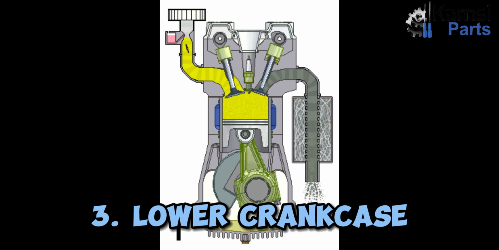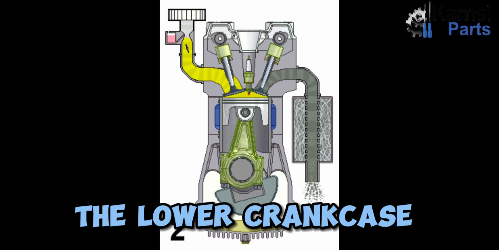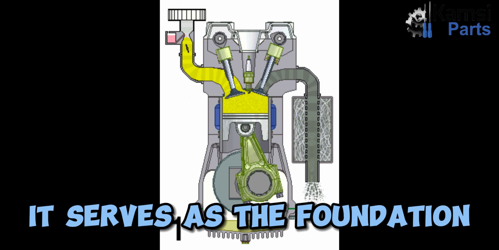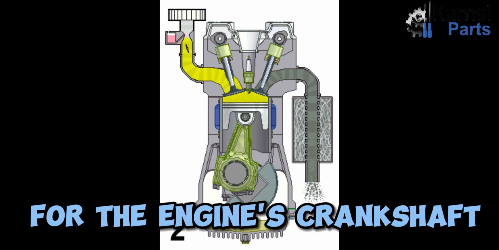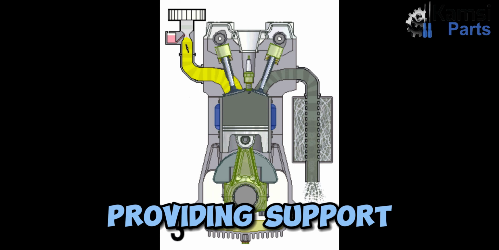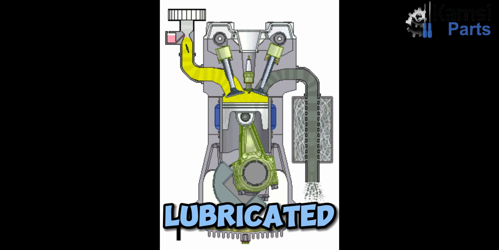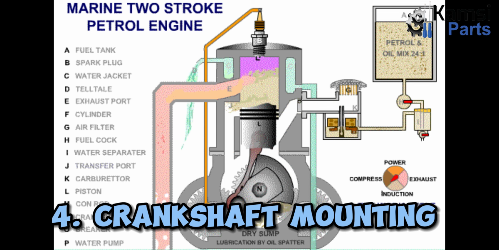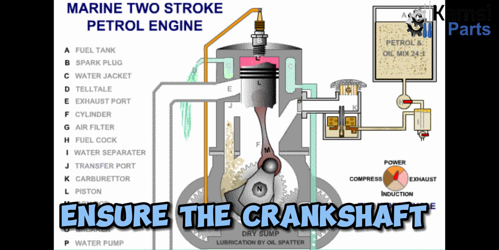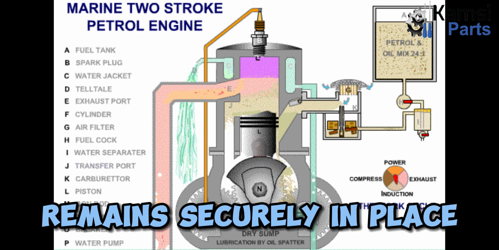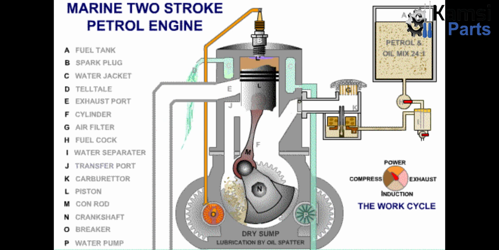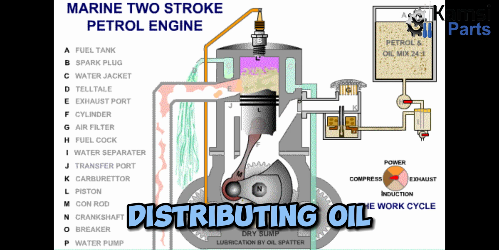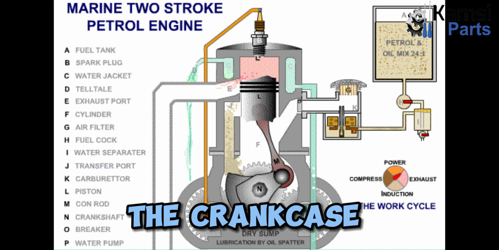3. Lower crankcase. The lower crankcase directly secures the engine block using bolts. It serves as the foundation for the engine's crankshaft, providing support while being continuously lubricated and cooled by the circulating oil. 4. Crankshaft mounting. Thrust bearings ensure the crankshaft remains securely in place, preventing movement. One end of the crankshaft carries the dead load, distributing oil as it rotates inside the crankcase.